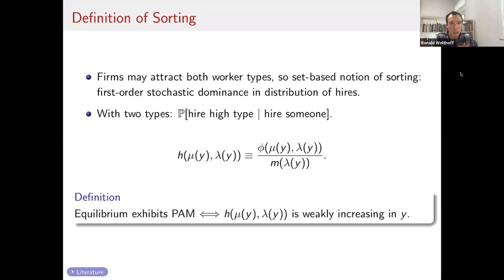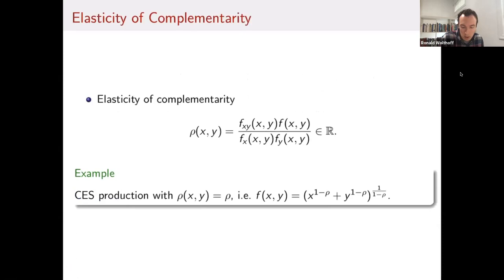And if you write down the expression for that, that's this. It's exactly that phi, the probability you hire a high type divided by the probability you hire anyone at all. Now, if this probability is increasing in firm type, then we're going to say the equilibrium exhibits positive assortative matching. And if it's decreasing, then it's going to be negative assortative matching. Okay, so that's the definition of sorting.